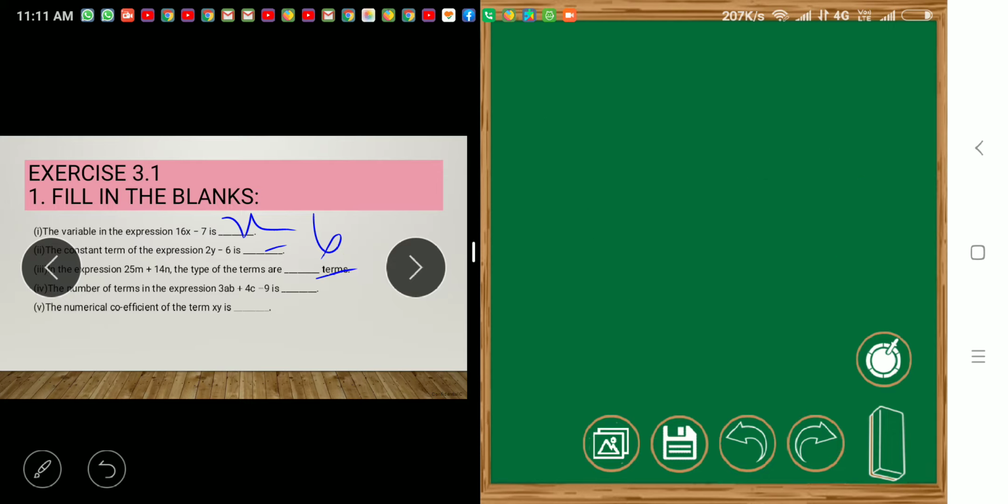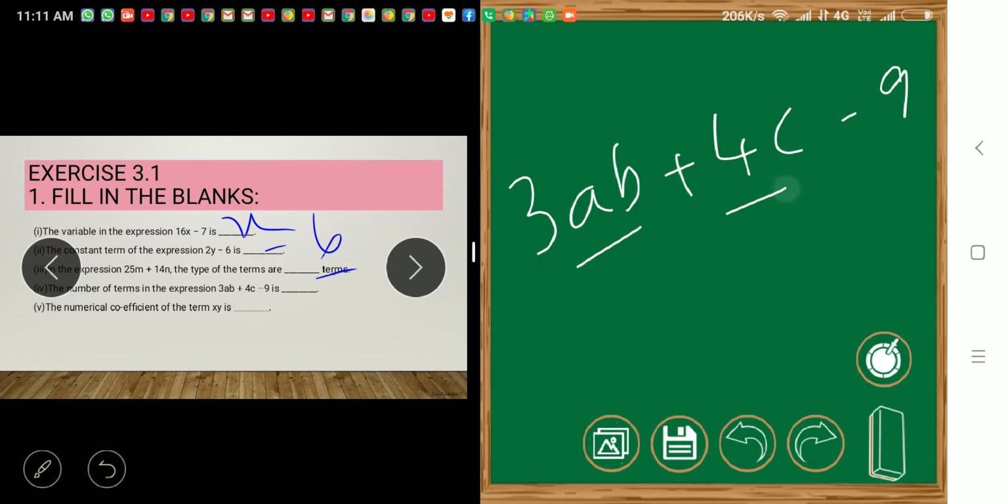Okay, next, the fourth one. The number of terms in the expression. How many terms are there? 3ab plus 4c minus 9. One term, two terms, three terms. So it is three terms. In the previous one they asked the type, so it is binomial. But here they asked the number of terms. We have only three terms.